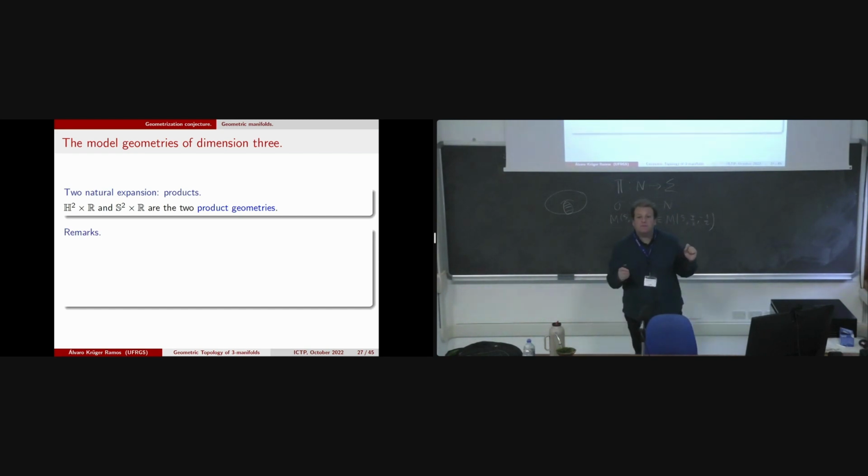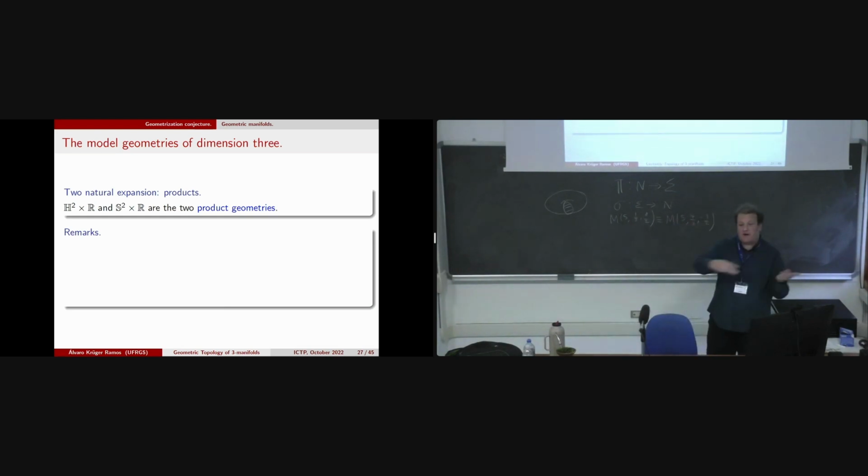Sorry? I didn't hear. S1 times R2 is not simply connected, so it's not a geometry. S1 cross R2 would be covered by R3, because S1 is covered by R. So it's not anything that you want.